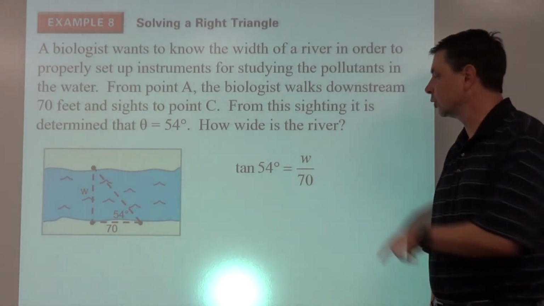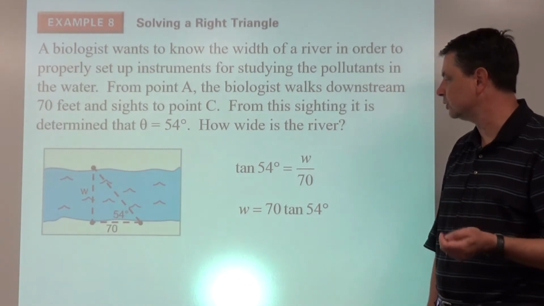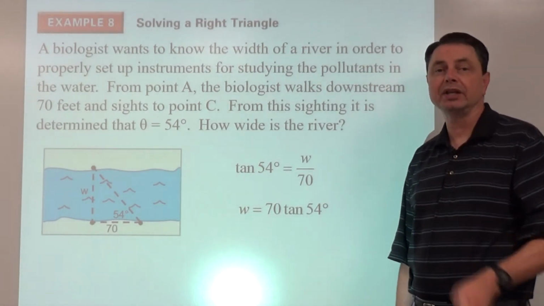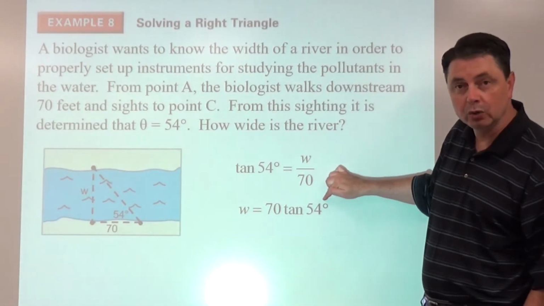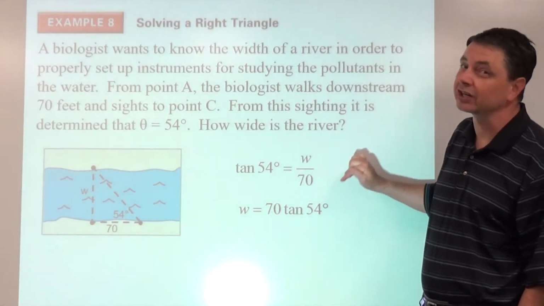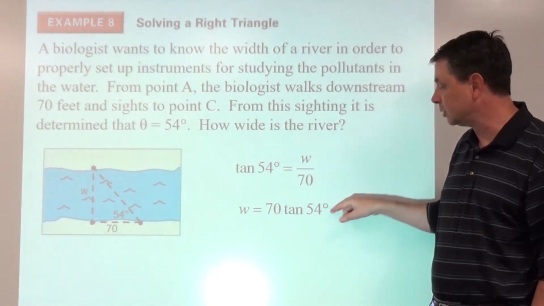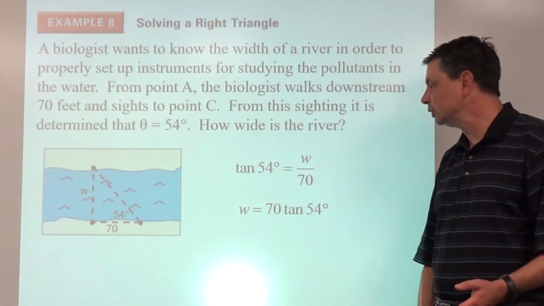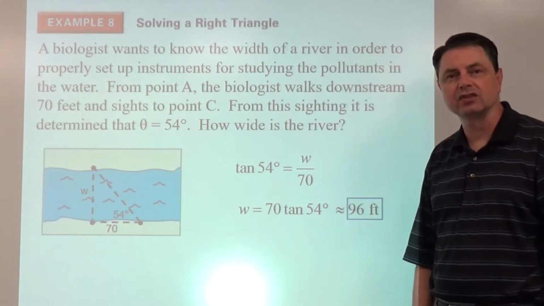Solve for W. So we have to undo the division, multiply both sides by 70. So W is equal to 70 times the tangent of 54. Now you're ready to type it into the calculator. Make sure you're in degree mode, because if you're in radian mode, you're going to get a different and wrong answer. Type it in, round it off, provide units. We get that that's pretty close to 96 feet across.